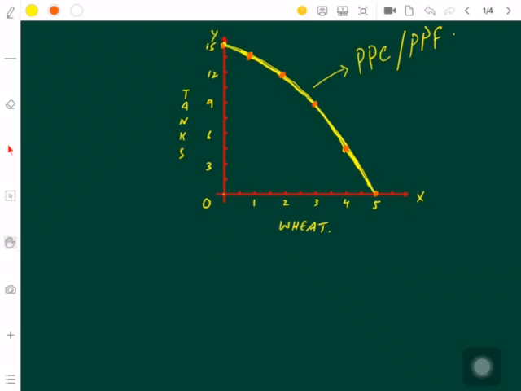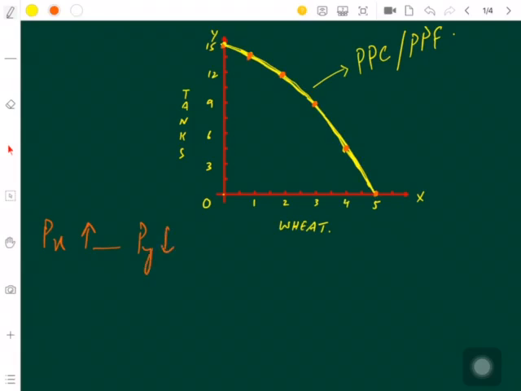The production possibility curve is downward sloping. If you are asked why, the simple answer is that production of one good can be increased only if you are decreasing the production of the other. Production of X can only be increased if you are decreasing the production of Y.